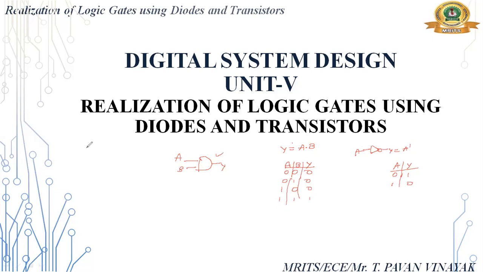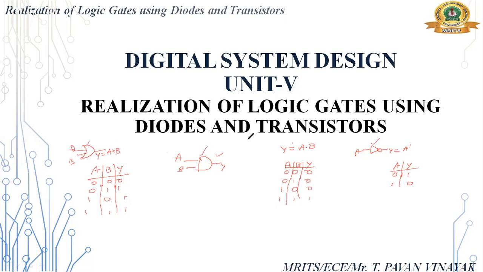Next, the OR gate. This is the symbol of the OR gate. So A, B and Y: 0, 0 gives 0; 0, 1 gives 1; 1, 0 gives 1; 1, 1 gives 1. So this is the OR gate. Y is equal to A plus B. You all know these are the logic gates.